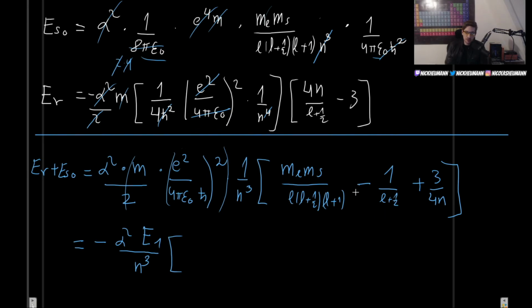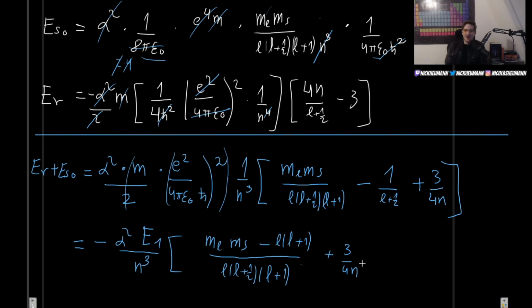So, you know, just to make it a bit more compact, let's use common denominator. So we get ML MS minus, and now we have to multiply up here by all the things that are not in the denominator, such as L and L plus 1. So we get minus L plus 1. All right. And now we have to divide all of this by L plus 1/2, L plus 1, and plus 3 over 4n. Whew. All right.